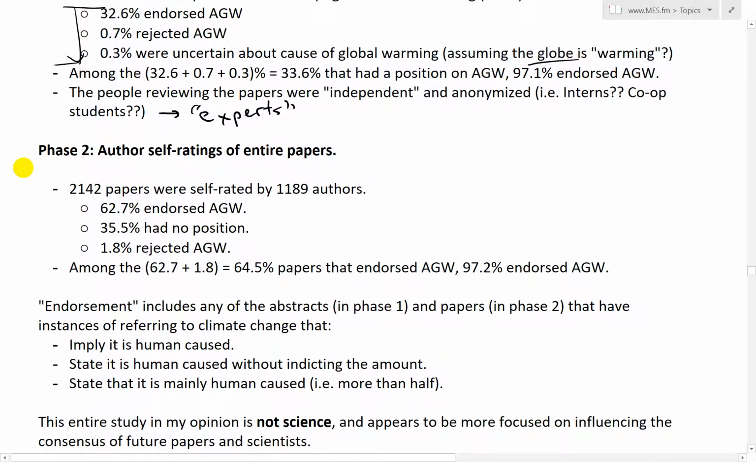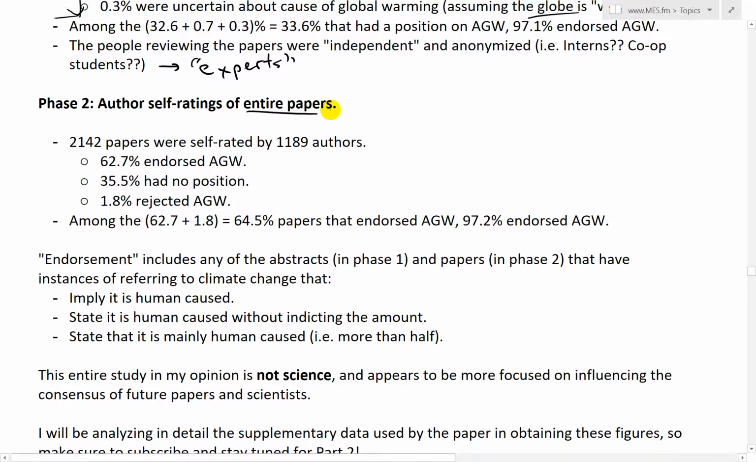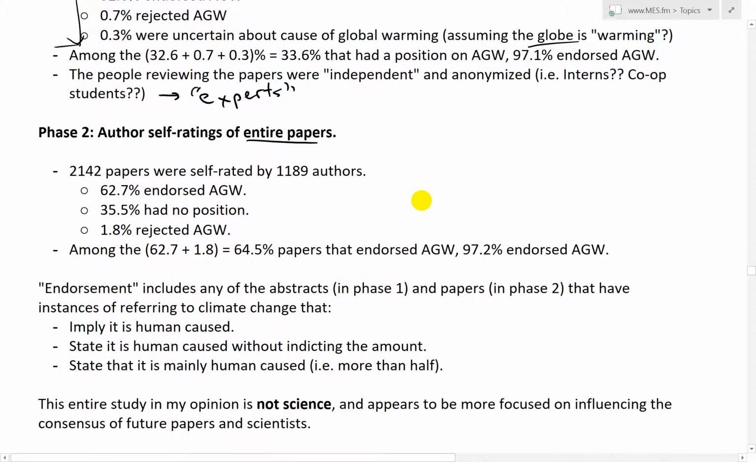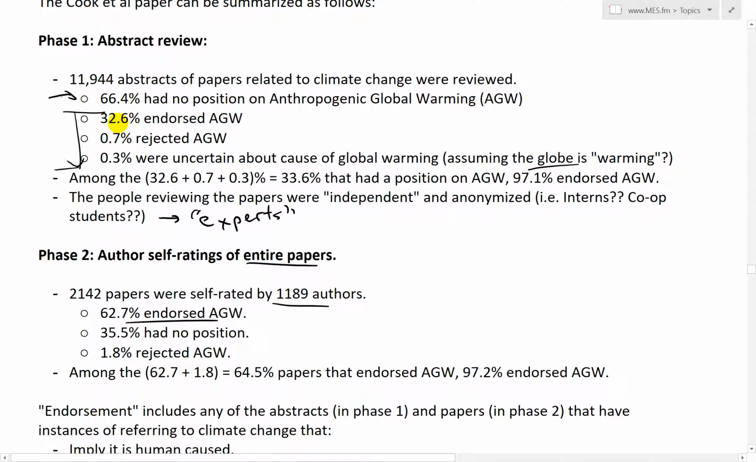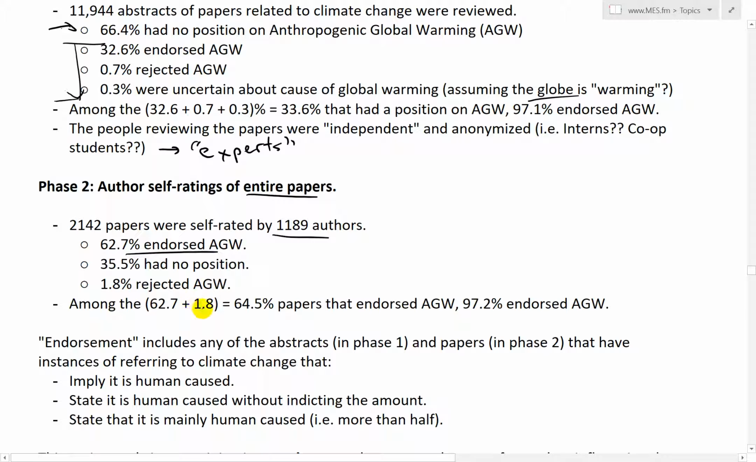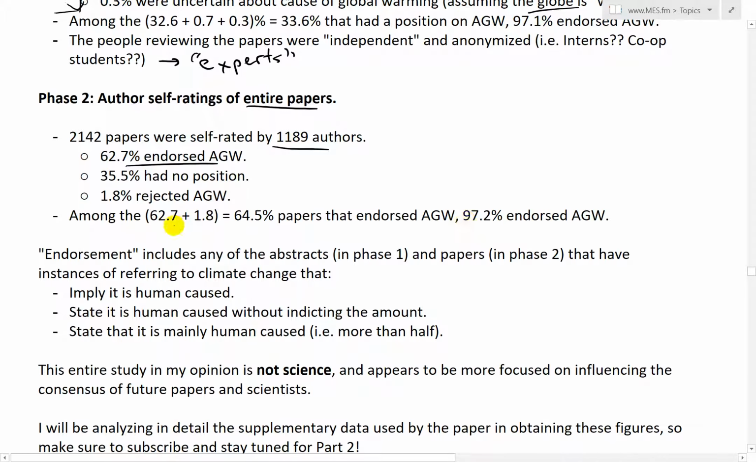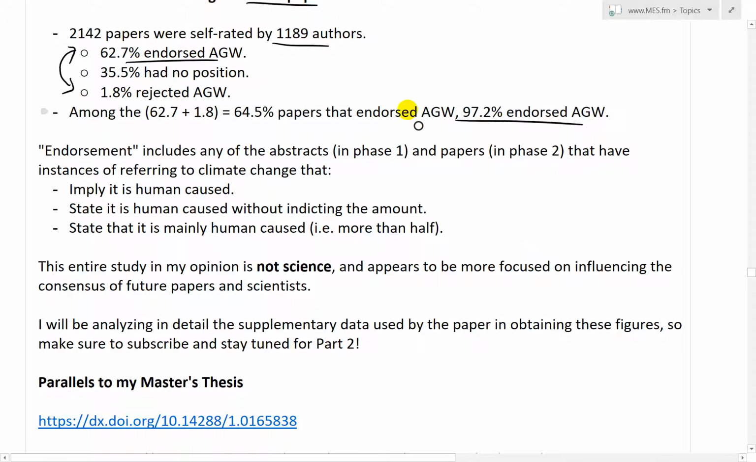So phase 2, author self-ratings of entire papers. So they do entire papers instead of just abstracts. 2,100 papers were self-rated by 1,100 authors. 62% endorsed AGW. 35.5% had no position, even though they were selected so that the abstracts had this kind of ratio. So yeah, you had it higher here. And then 1.2% rejected, 35.5% had no position. Among these, 62% plus 1.8%, 64.5% of papers endorse AGW. Actually, this is not endorsed, this is had a position on AGW: 97.2% endorsed AGW.